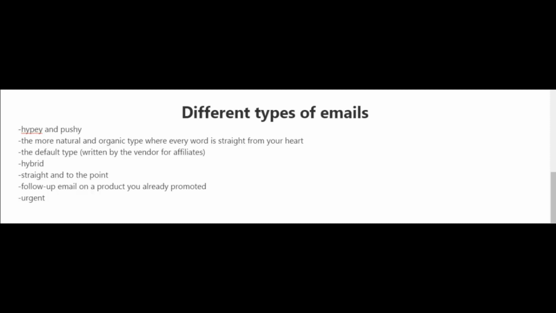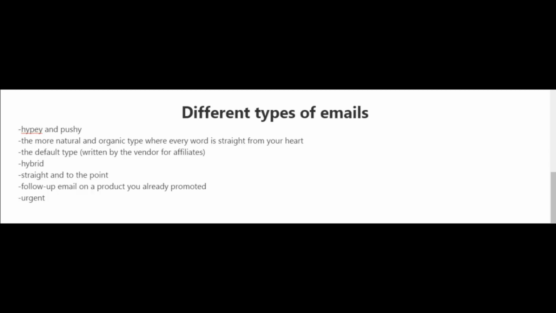Try to infuse a little bit of your personality into there and make it look like the type of email that you would write, because after a while your subscribers will be accustomed to and familiar with the types of emails that you write. Another type of email is the hybrid, where you combine any of these types of emails. So for example, just like the previous example, I talked about the default type of email where you could use that and then you just infuse a bit of your personality and add your own information in there. So you're kind of mixing it up with the default and the natural organic type.